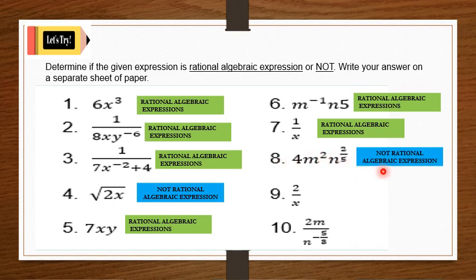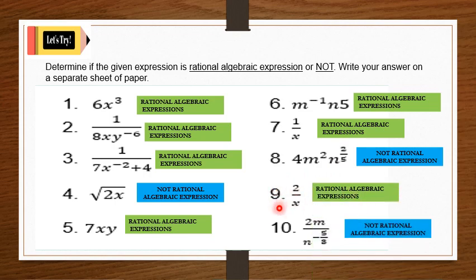And this one is not a rational algebraic expression. Why? Because of the fractional exponent. Number 9, 2 over x. Rational algebraic expression. And the last one is not a rational algebraic expression because of the fractional exponent.